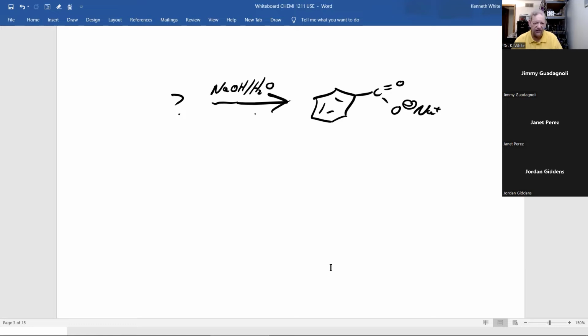So the question is, how do you find out? Excuse me, I think I got a frog in there. Ribbit, ribbit. Anyways, how do you find out? What do you react with sodium hydroxide and water to make this compound?